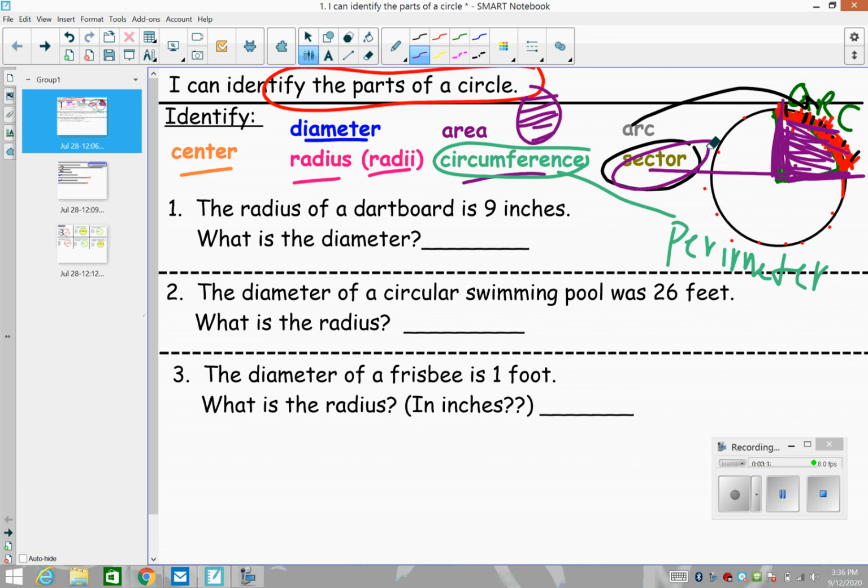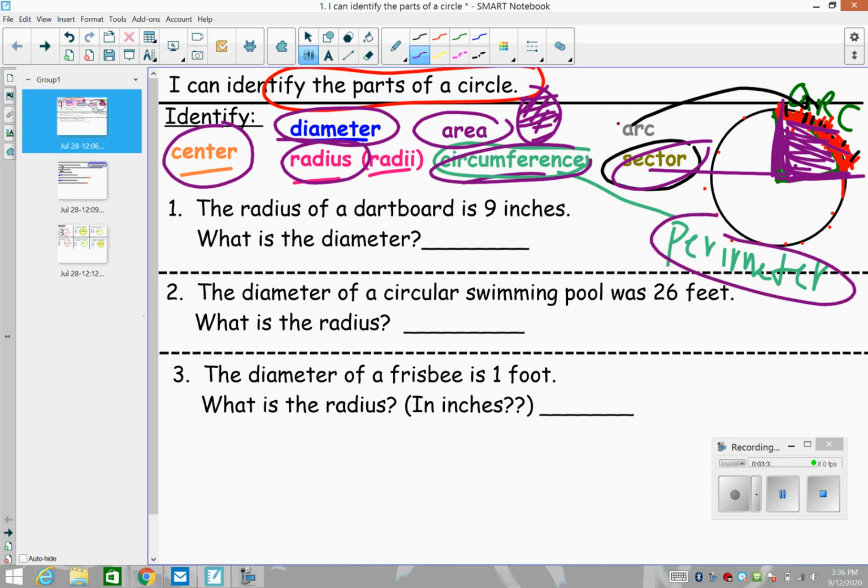So again, the learning target for today is that I can identify the parts of the circle. We covered the center in the middle, the diameter goes across, the radius, plural radii, the area, the circumference is the perimeter, the arc is the frosting, and the sector is a section of pizza. So those are our vocabulary words for today. Pretty short lesson in today's work.